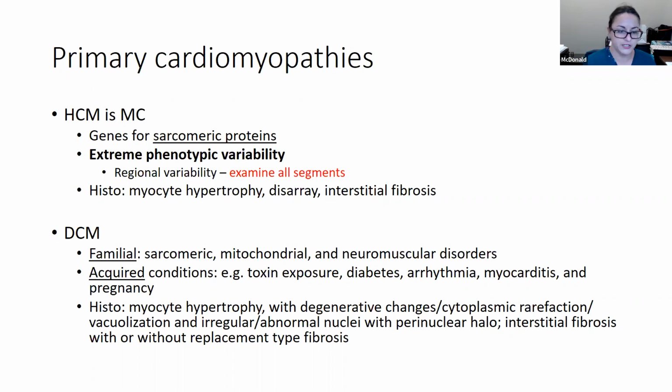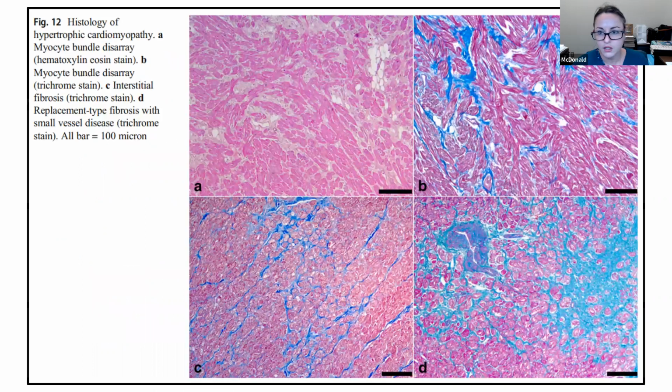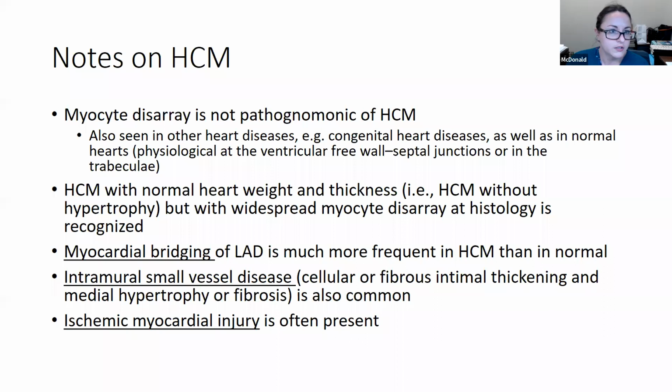In this case, the histology is going to be myocyte hypertrophy with degenerative changes. And you'll also see interstitial fibrosis, and there can be replacement type fibrosis as well. So this is the nice image in their paper showing the disarray in the architecture, as well as the increased interstitial fibrosis. In the bottom right image, there's an area of replacement fibrosis, and that also highlights the small vessel disease.